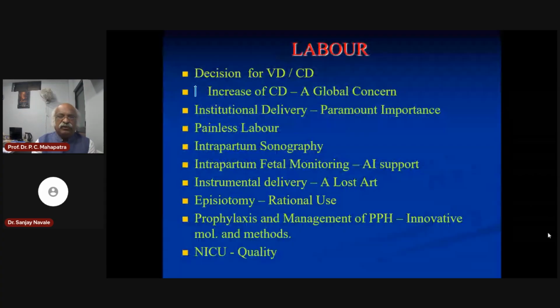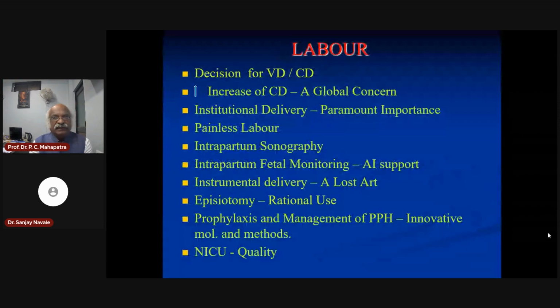There are some reasons for it. For example, medicolegal issues are an important part. The practice of defensive obstetrics is an important part. Cesarean section on demand is an important part: if the patient wants it, I will do a cesarean section. And this is a very important challenge to obstetricians, to decide between vaginal delivery and cesarean delivery. So the decision is important.